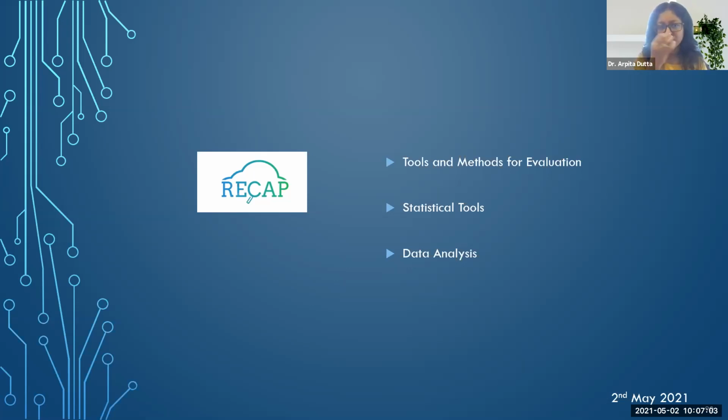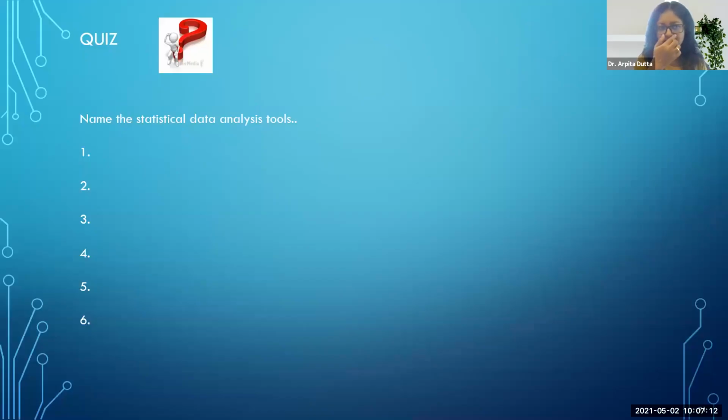There would be 1 or 2 quizzes which you might try to attempt. This is what we did in the last class. So let's do a quick quiz. You can unmute and answer. Name the statistical data analysis tools. Do you remember? What were the different statistical data analysis tools that we mentioned in the last class? Or if you are aware, already using them at your work.